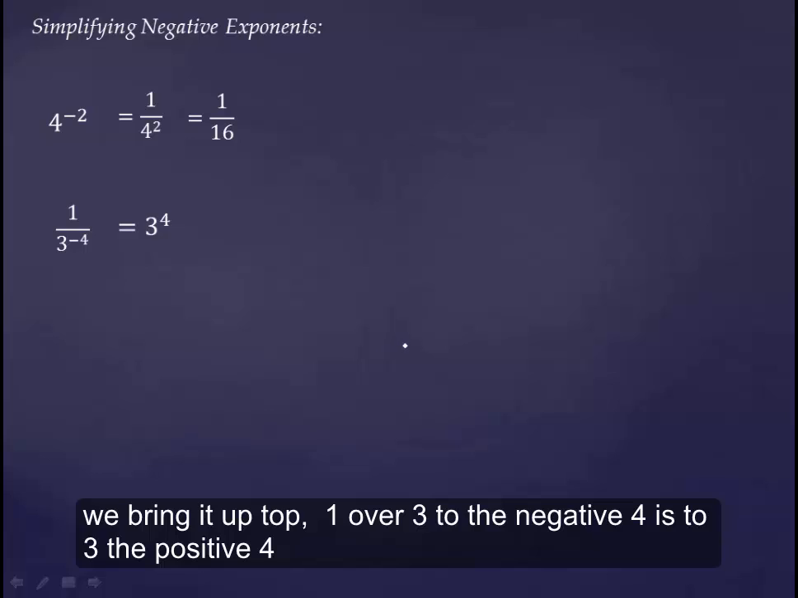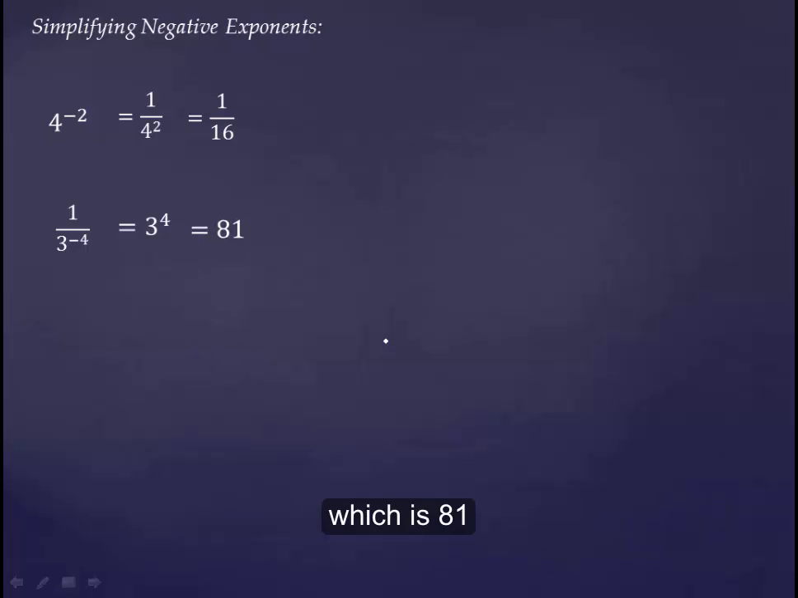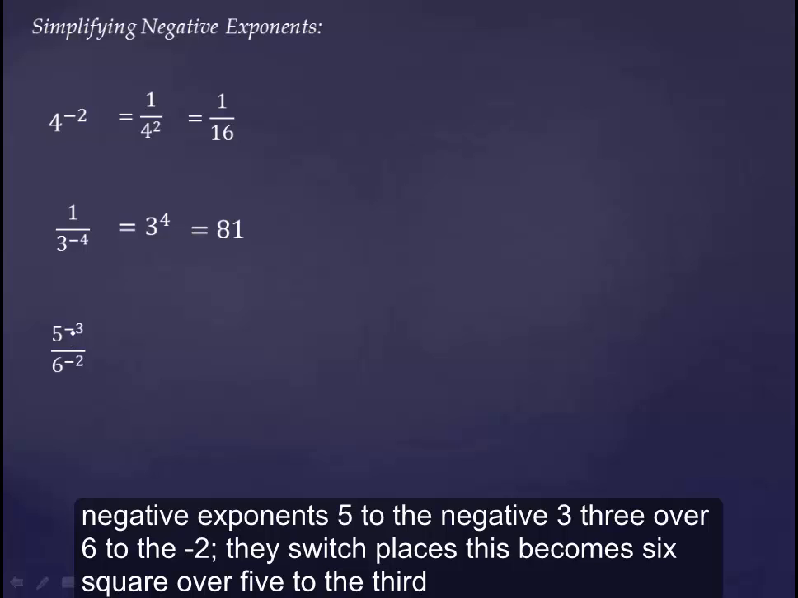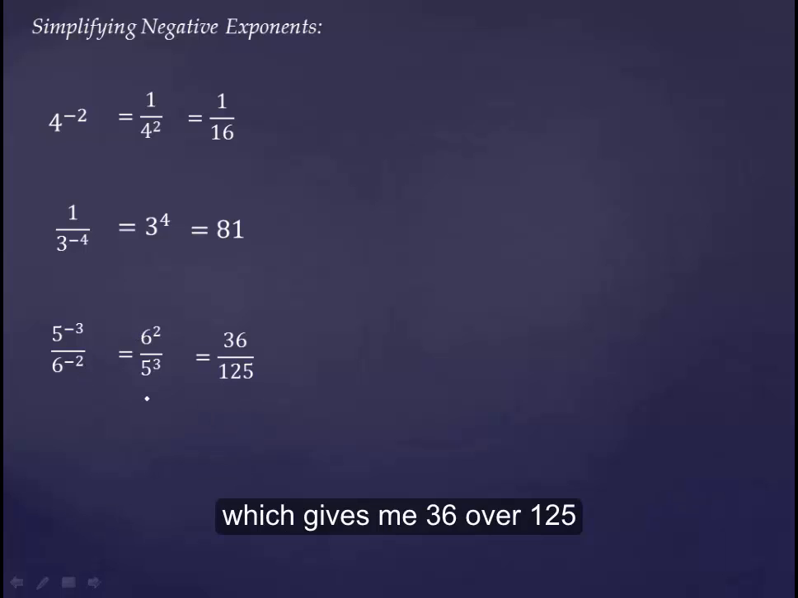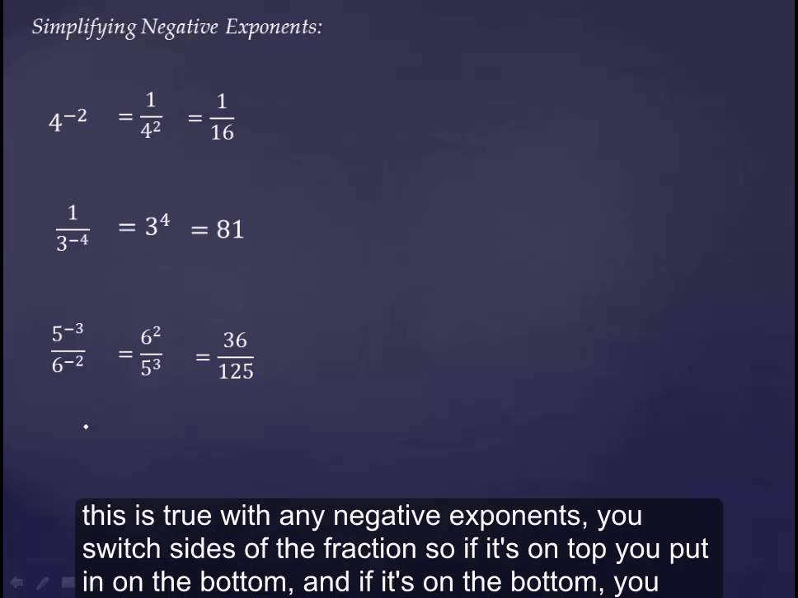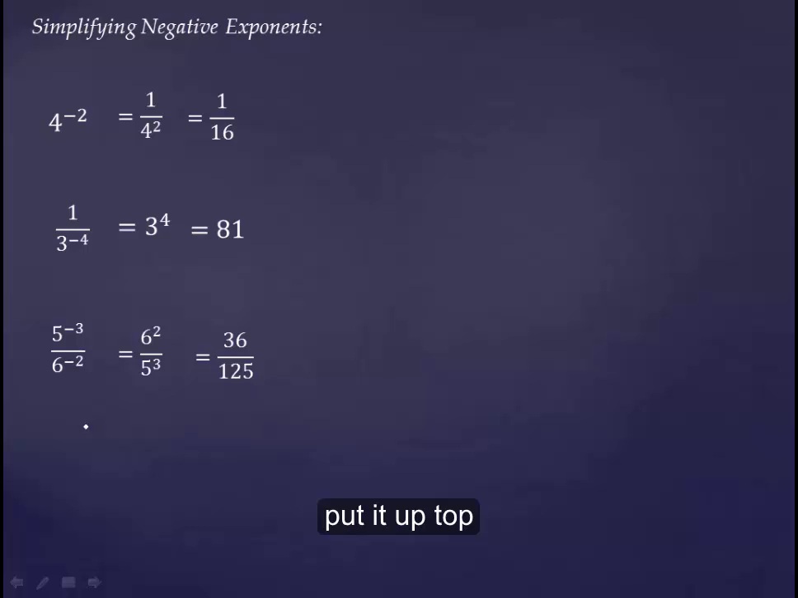If the exponent is already in the basement, and it's negative, 1 over 3 to the negative 4, we bring it up top. 1 over 3 to the negative 4 is 3 to the positive 4, which is 81. And if we have two negative exponents, 5 to the negative 3 over 6 to the negative 2, they switch places. This becomes 6 squared over 5 to the third, which gives me 36 over 125. And this is true with any negative exponent. You switch sides of the fractions. So if it's on top, you put it in the bottom. If it's in the bottom, you put it on top.